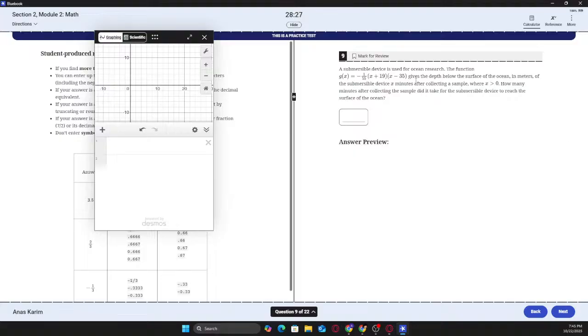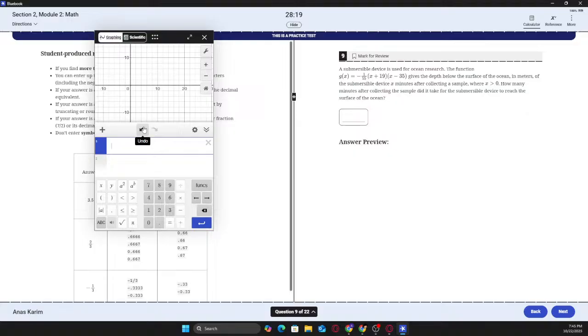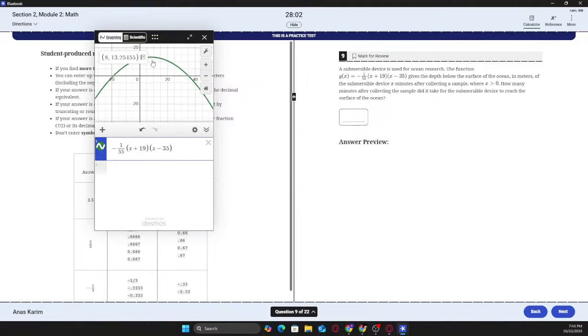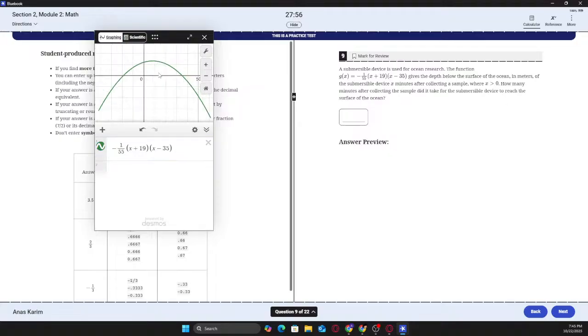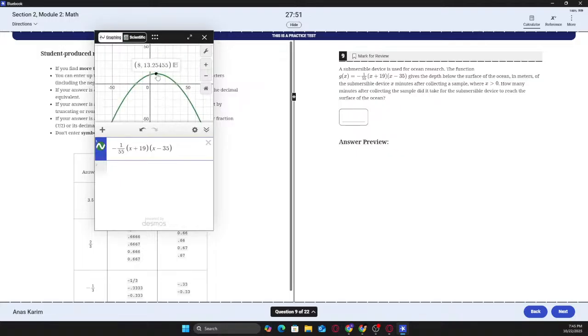Submersible. Okay, so we're looking at this. It gives the depth in meters. How many minutes after collecting did it take for it to reach the surface of the ocean? So we could consider that. Okay, so it takes however long. So we're just gonna type in negative 155x plus 19x minus 35, and then really the thing is that after x minutes, it basically kind of excavates. So we consider, okay, after 8 minutes of collecting, it reaches there.